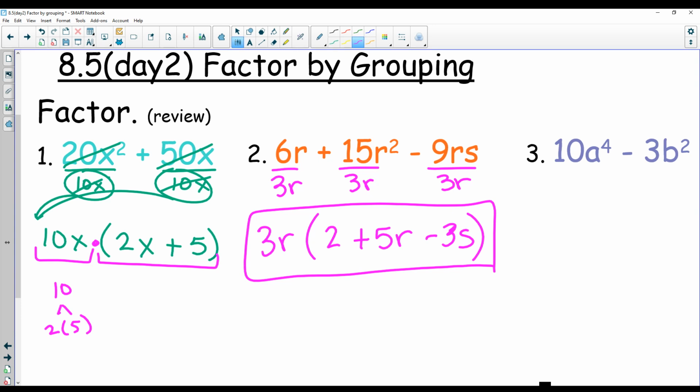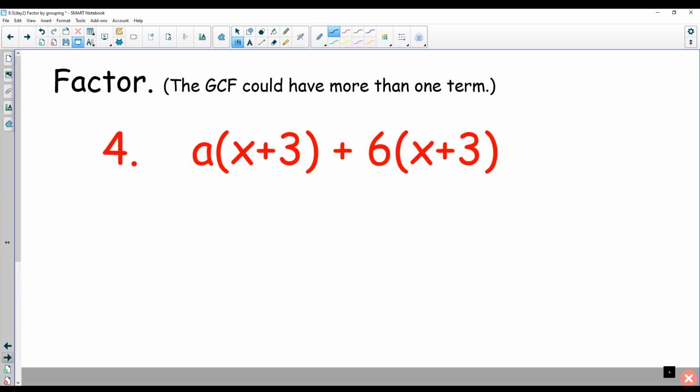All right, last one. If you look at this, we have two terms here that do not have any common factors. Now, 10 is not a prime number, but when you're looking at a 10 and a 3, there is not a common factor. So, if you remember, we call that a prime polynomial because the greatest common factor is a 1.